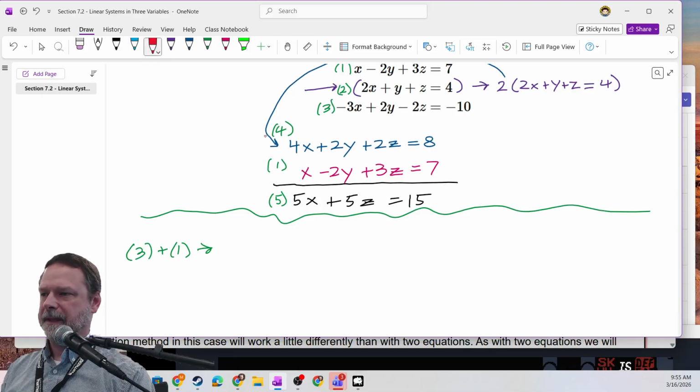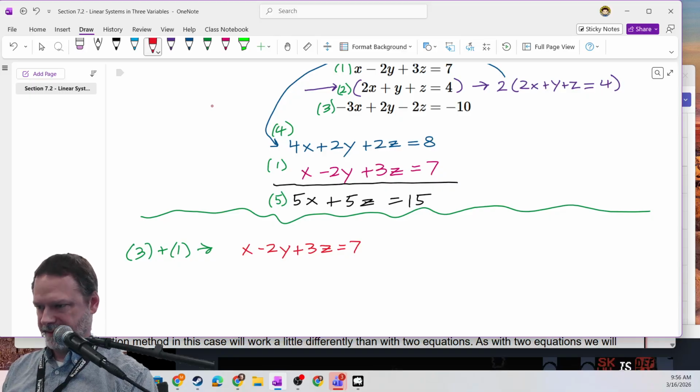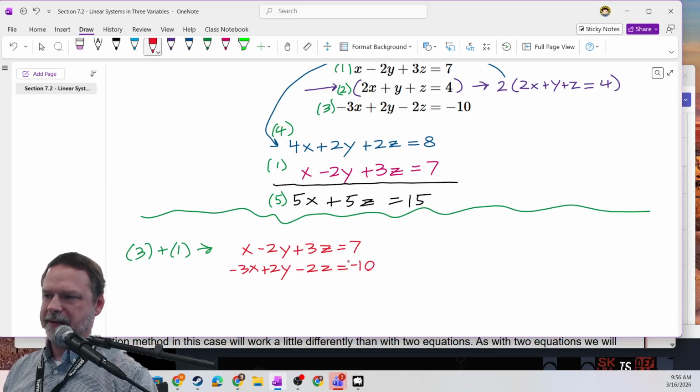Okay? So 1 was x minus 2y plus 3z equals 7. And 3 was negative 3x plus 2y minus 2z equals negative 10. Now, is this the only way I could have done this?